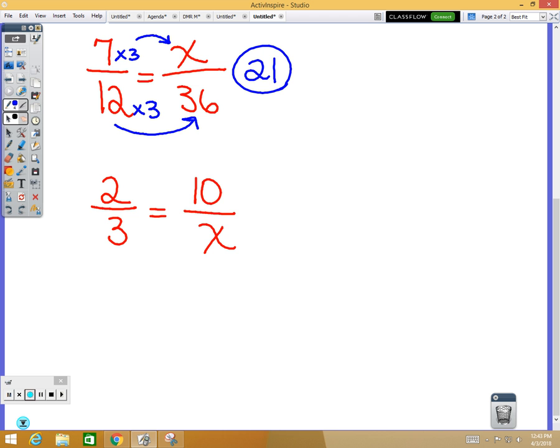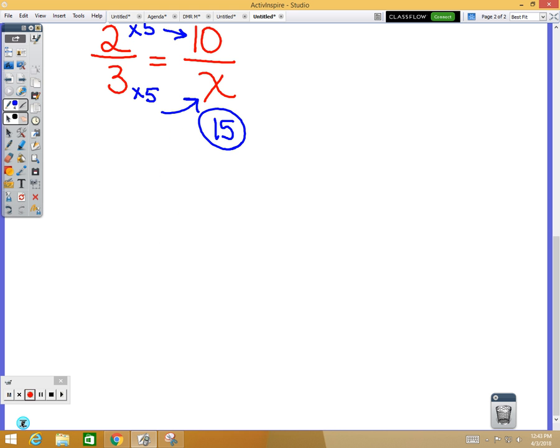Alright, what'd you guys get for the missing number? 15. Because 2 times 5 is 10, so we're going to do 3 times 5 and get 15. Alright, problems that are very similar to this and are also falling under this category of being the easy type. They look a little bit different though, because we're going from bigger numbers to smaller numbers.